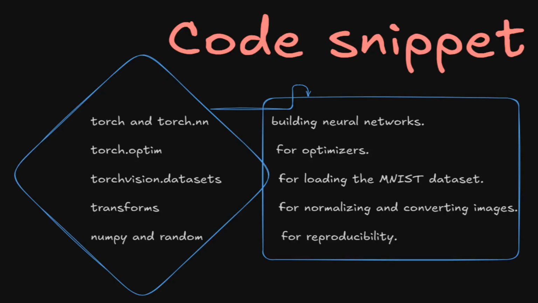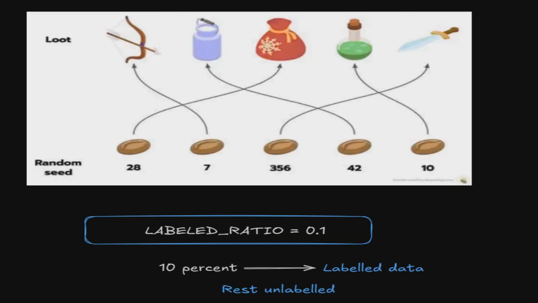So first we're gonna cover import and setup. First we need to import all the necessary libraries, which are torch and torch.nn for building your neural network, torch.optim for the optimizer, torchvision datasets for loading your MNIST datasets, and transforms for normalizing and converting images, and numpy and random for reproducibility here. And then we're gonna set the random seed to make our results reproducible.